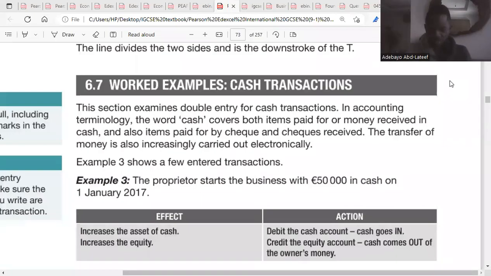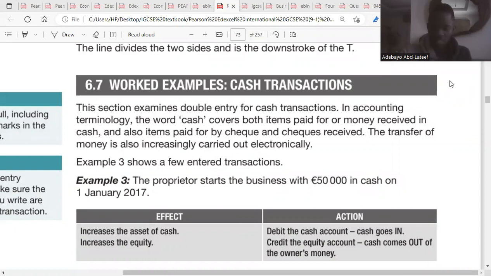Double entry. Today we want to talk about the effect of cash transactions on our double entry. The cash is already in the business. That means capital has given us cash. The owner of the business has put capital into the business, which becomes an asset for us in terms of cash. What we have to do with this cash is what we want to work on now.